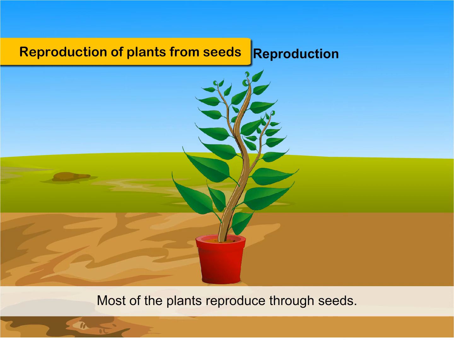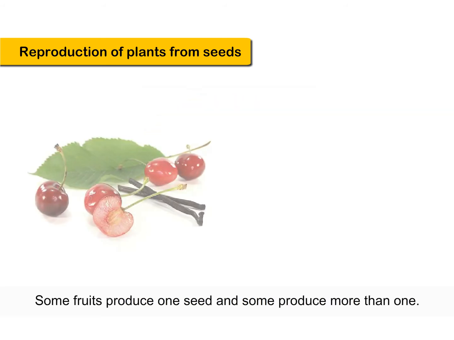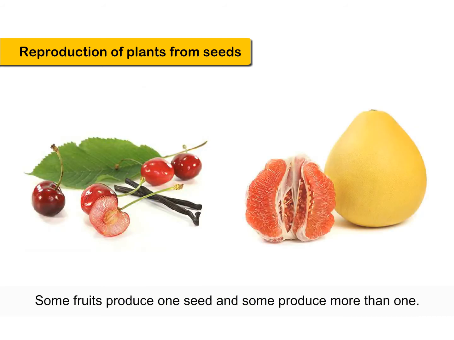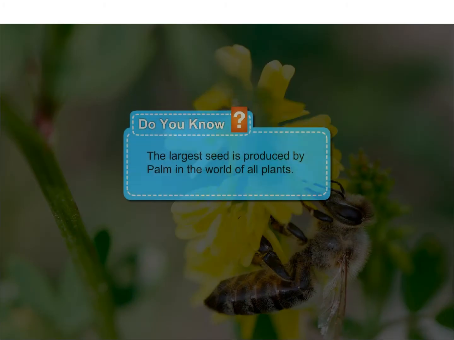Most of the plants reproduce through seeds. Seeds are present inside the fruits. Some fruits produce one seed and some produce more than one. But all of them do not grow into a new plant. What happens to them? Do you know?